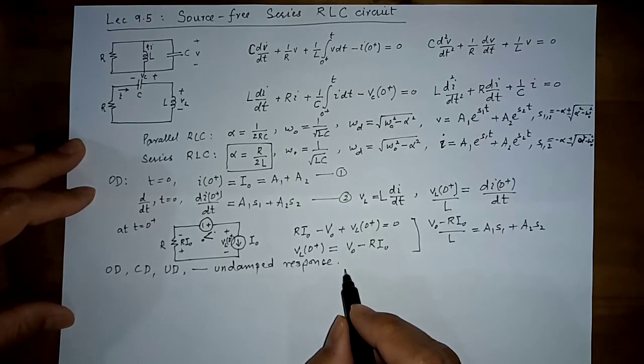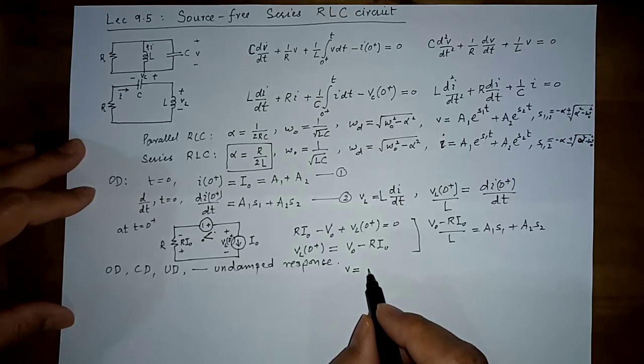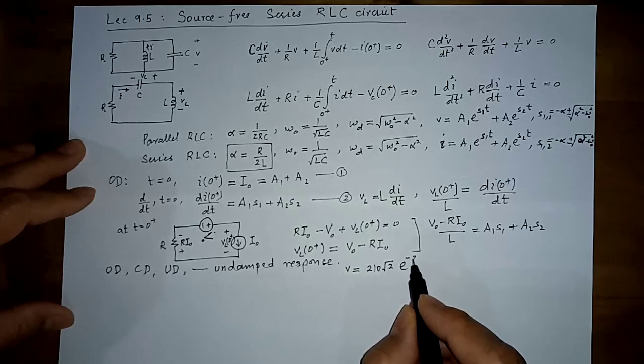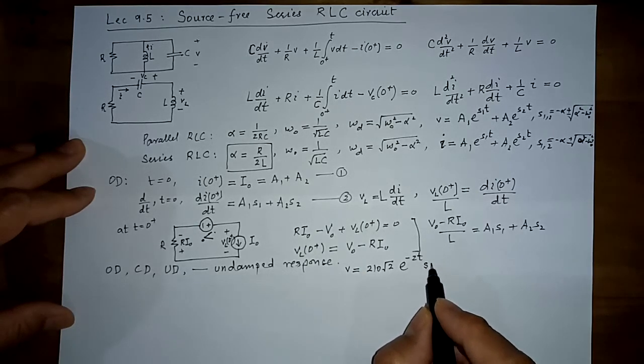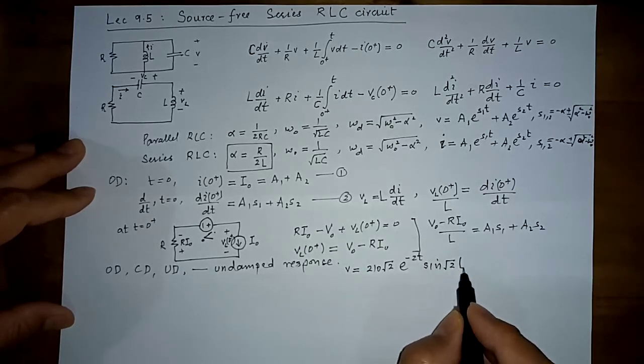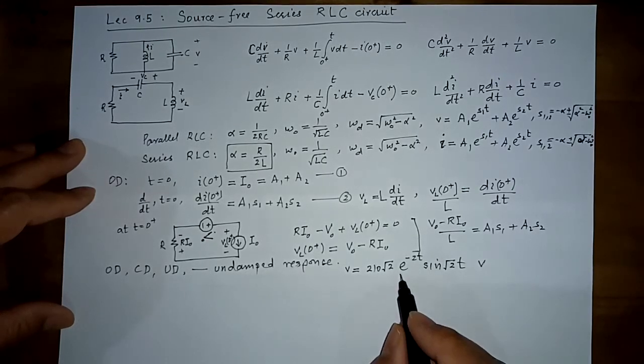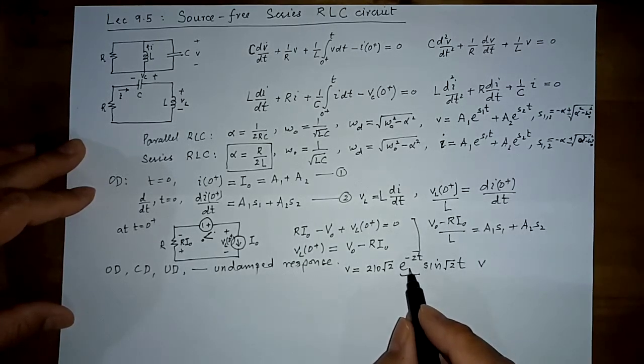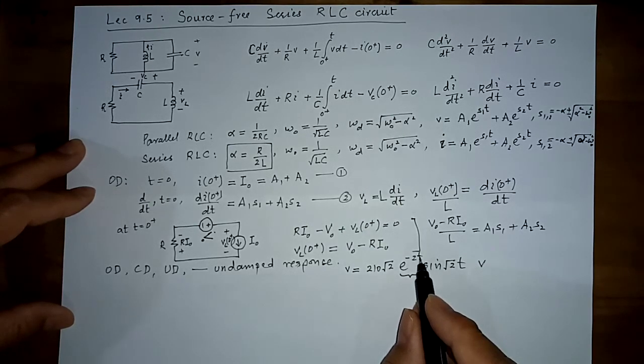For example, for the last video, V was equal to 210 square root 2 e raised to the power minus 2t sine of square root 2 t volts. Now this is a damping term. This term is what ultimately makes the response damp out. So what if this term does not damp? Does not damp means it's 1. It's a constant. So e raised to the power 0 is 1. So how to get 0 for all time?